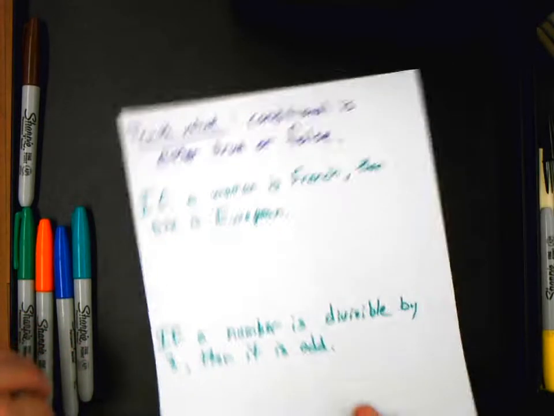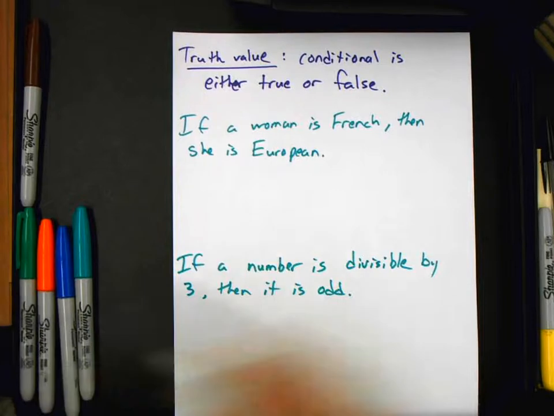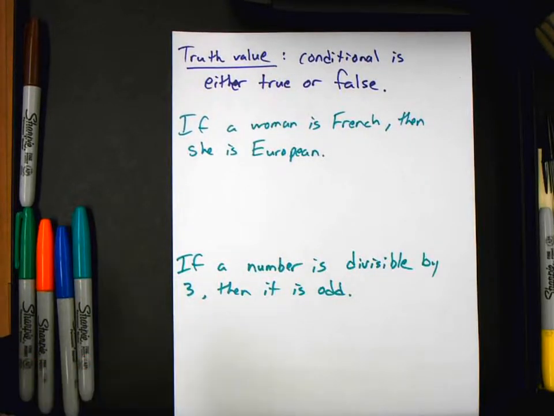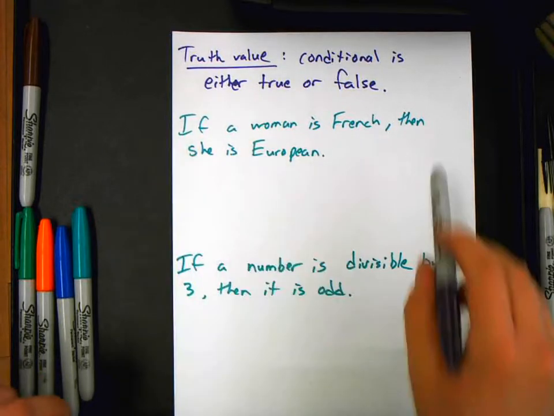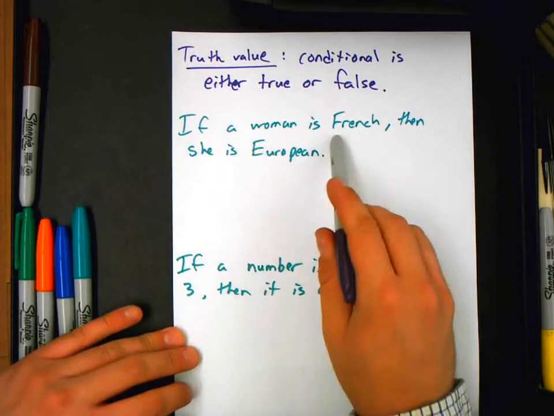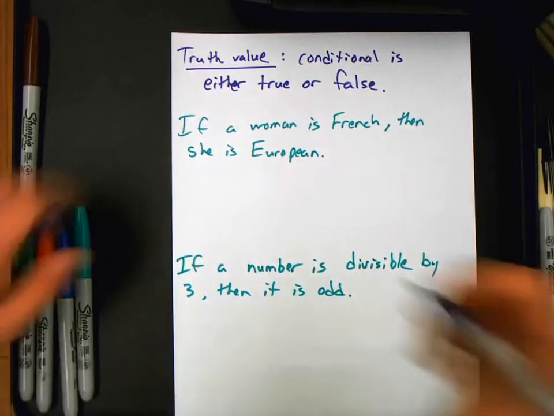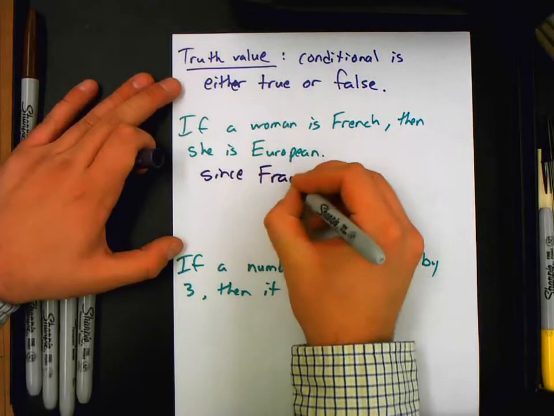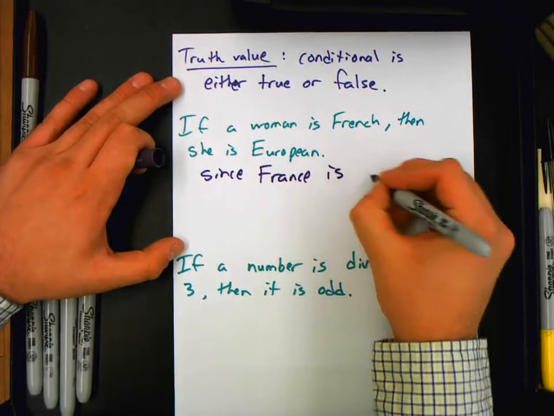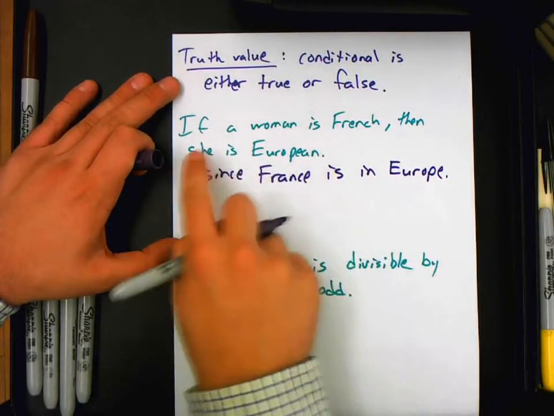Okay, every single conditional statement has a truth value. A truth value determines whether our conditional statement is either true or false. Those are the only two options for a conditional statement to have. So let's say, for example, we have a conditional statement that if a woman is French, then she is European. Well, since France is in Europe, this conditional statement is true.